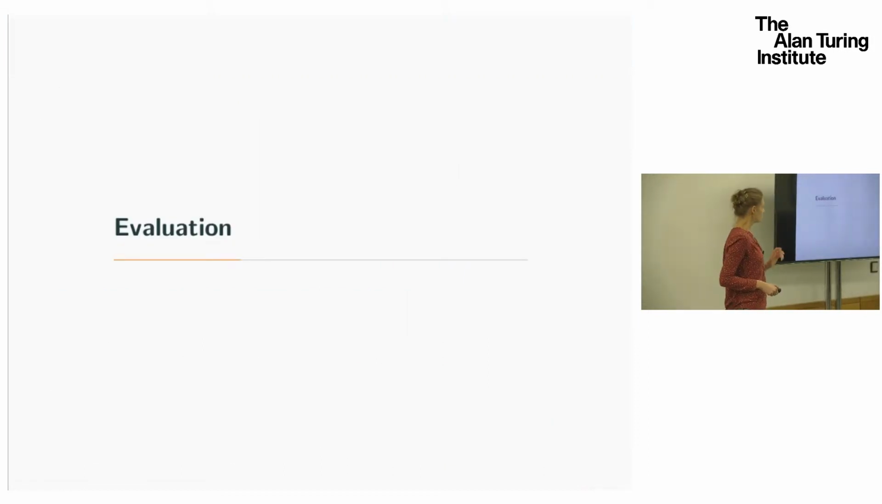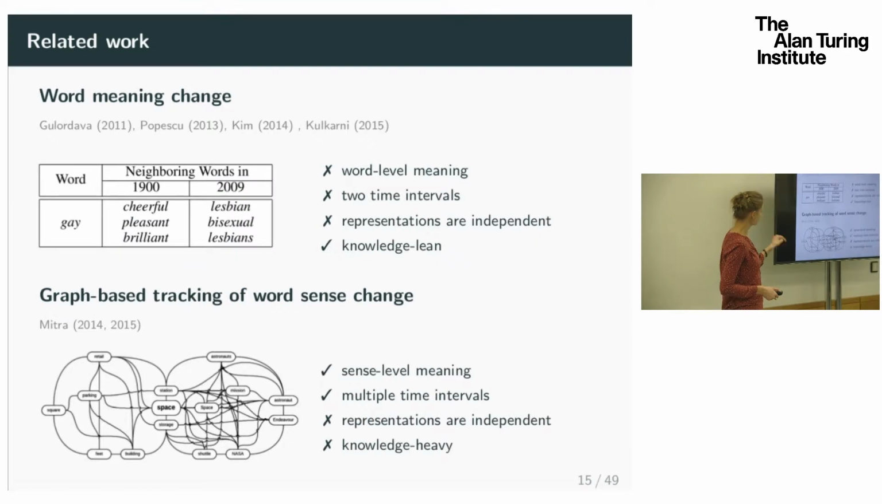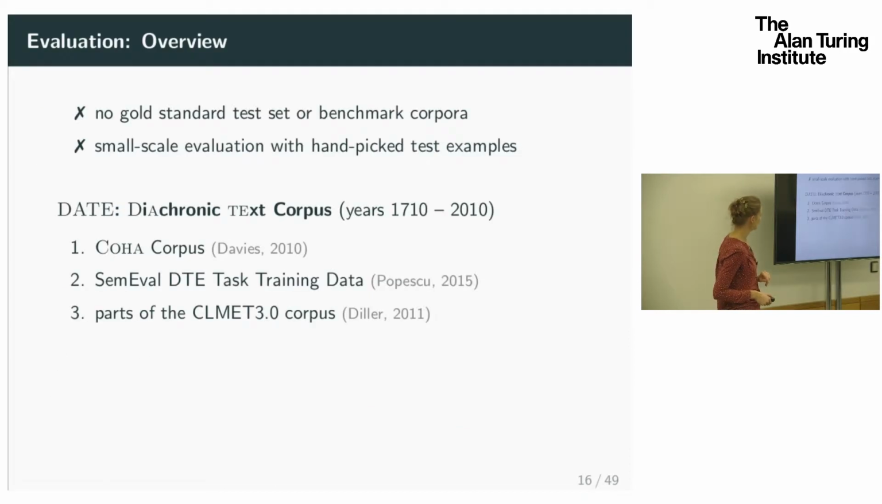Okay. In our evaluation, we will compare against some of this work. Actually, against all of this work in the paper, but I will not talk about all the evaluations in this talk. There are two problems with evaluation in this general area of work. There are no gold standard test sets and no benchmark corpora on which everyone compares their models. And also, a lot of evaluation has been small scale, where model developers pick some test examples and look whether their output confirms their intuitions, but it wasn't really objective on a large scale.